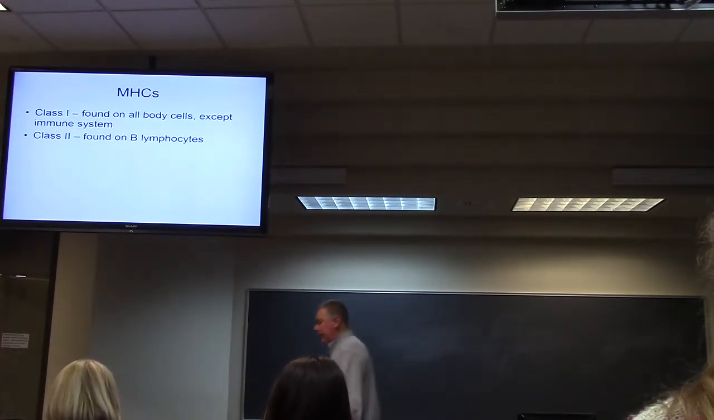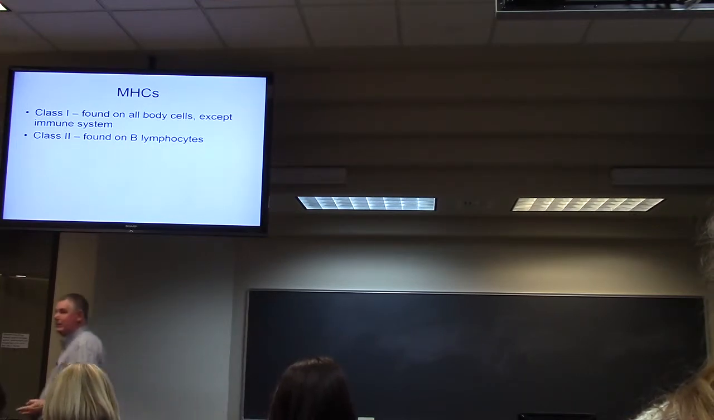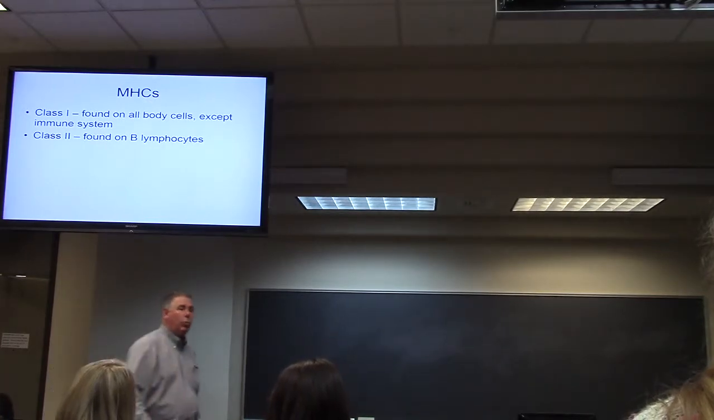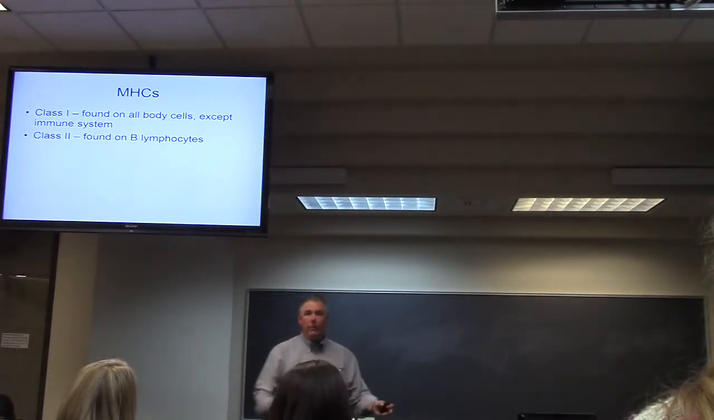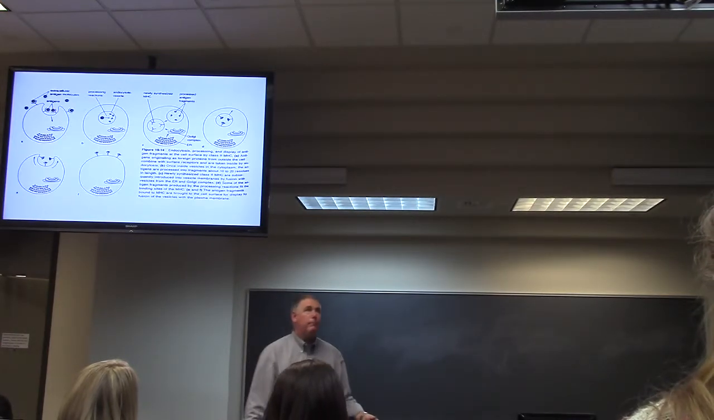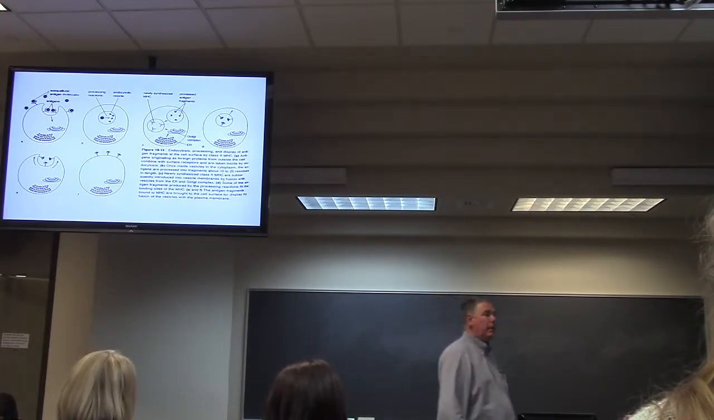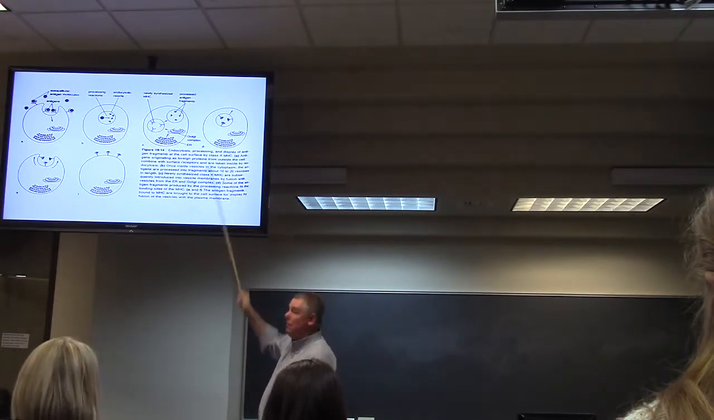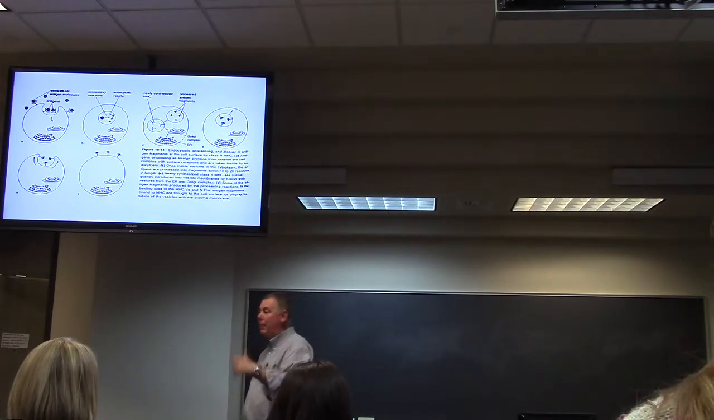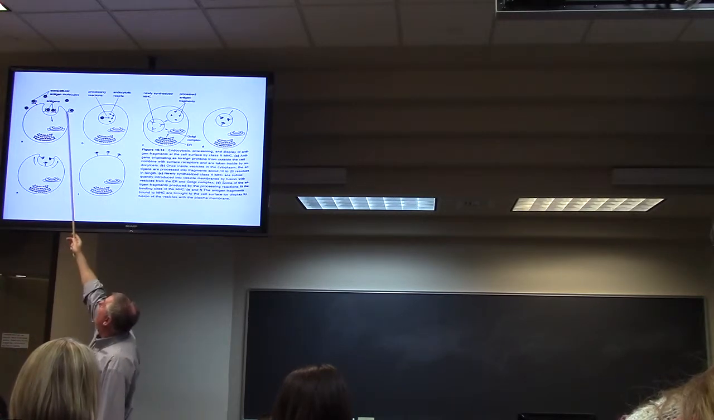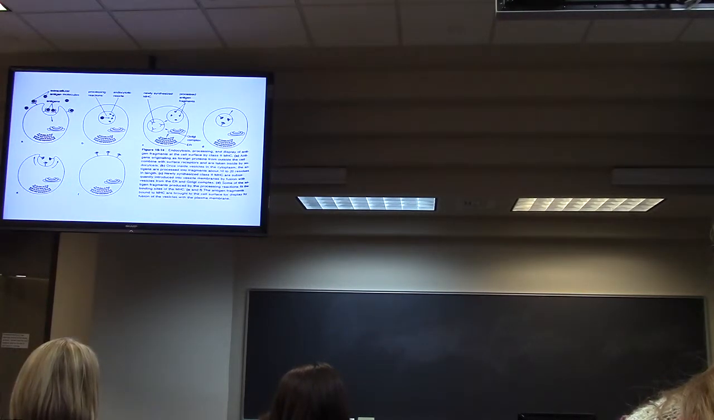All right, now MHCs. There are two classes of MHCs. Class 2 MHCs are found only on B lymphocytes. Class 1 MHCs are on every other cell of your body. In this slide here, this is a B cell because we're talking about class 2 MHCs. This is a B cell, a B lymphocyte. What happens here is you've got, let me get the glare off here.